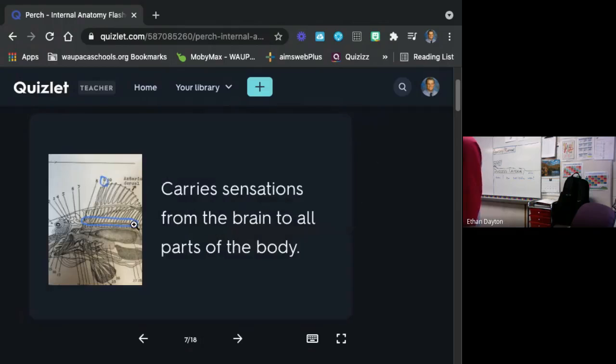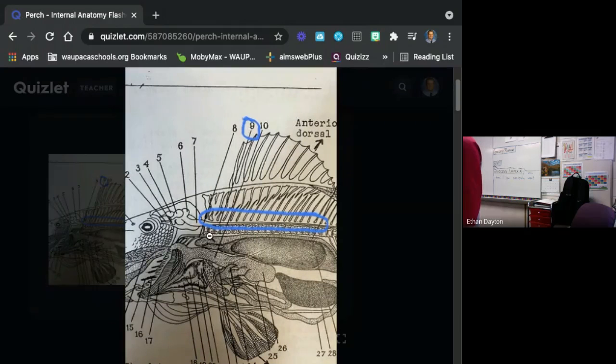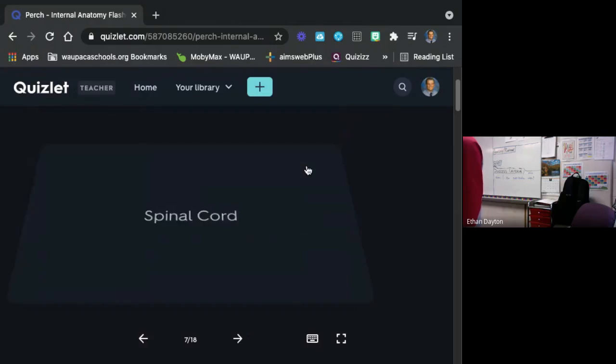You have your spinal cord. This one should be fairly simple. It's the cord that runs down the spine or the backbone of the fish. Number 9, I should have zoomed in a little better. But it's this line, right? Spinal cord. You also have a spinal cord. You also have a spleen, by the way.